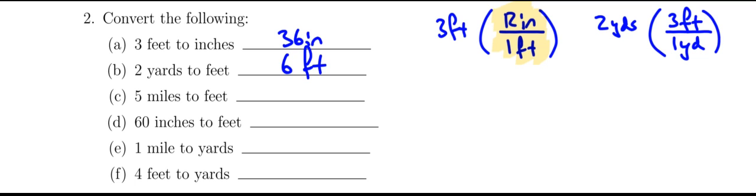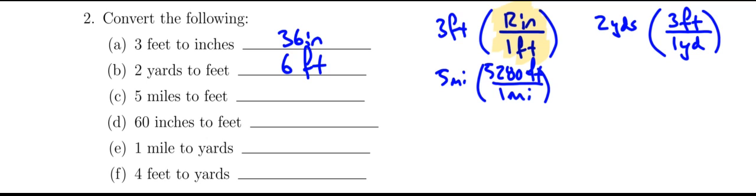Miles to feet. I've got 5 miles. Well, 1 mile, I'm going to put the mile in the denominator, is 5,280 feet. So again, I could say the same thing. This is conceptually equal to the number 1. So I'm not changing what it represents here, but I am changing the value. It's still going to be that same distance there, just measured in feet, not miles.